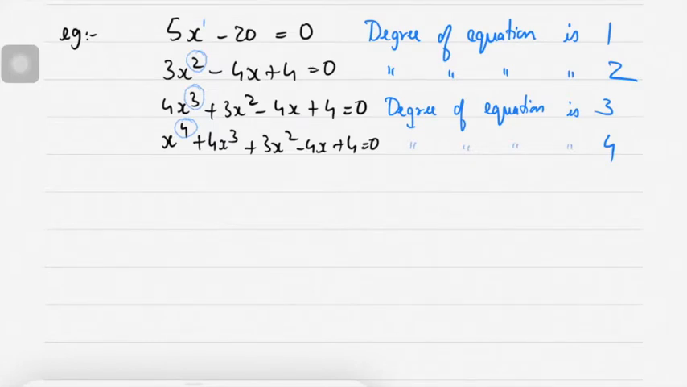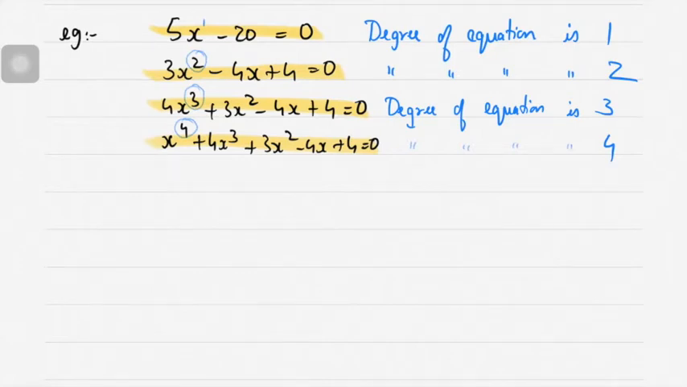Okay. An equation with first degree, that is this equation, is called a linear equation. An equation with second degree, that is this one, is called a quadratic equation. Now the third one, this equation with third degree, is called a cubic equation, and this equation, the last one, is called a biquadratic equation. Okay.